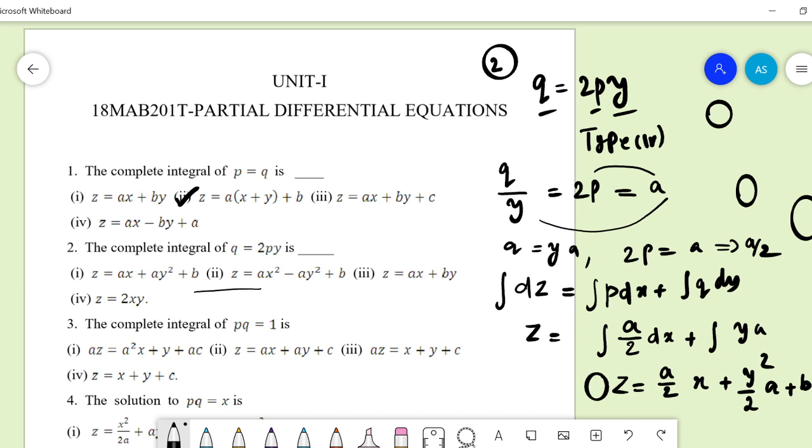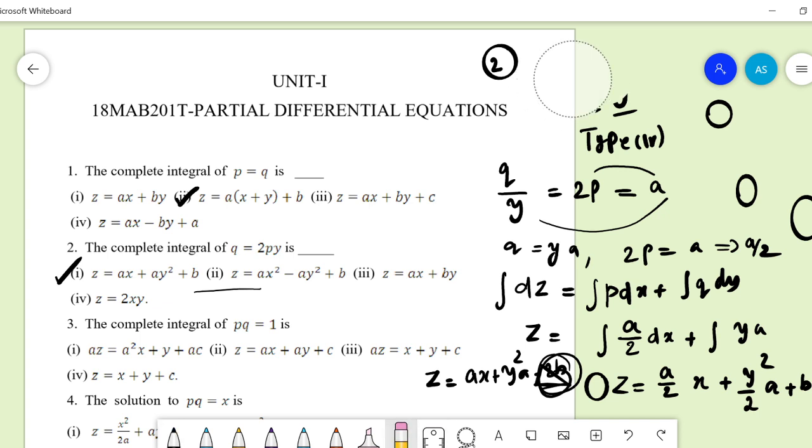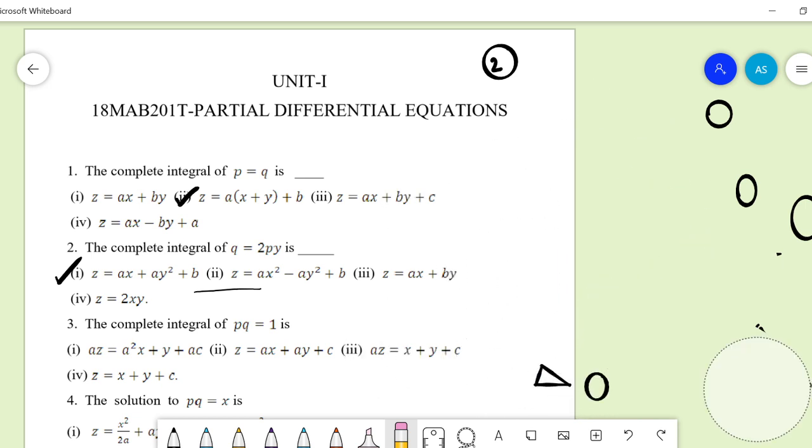Now z equals, 2 is LCM here, ax plus y square a plus 2b. So this entire term is considered as a single constant. We have to give the generalized form. So z equals ax plus a y square plus b. So this is our answer. Next one.